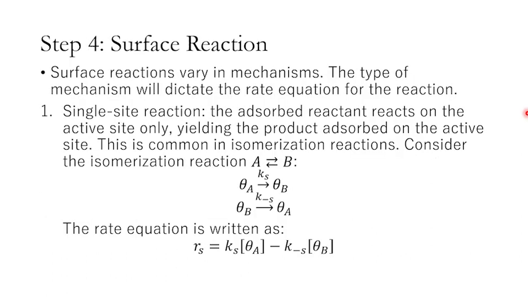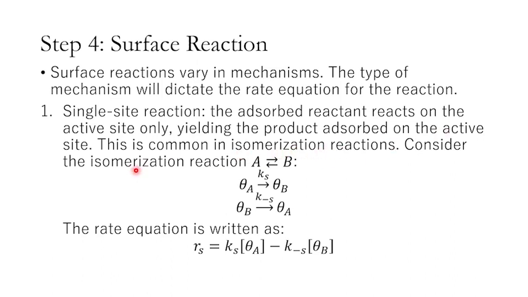Let us now have step 4, or our most important step, and that is the surface reaction step. Surface reactions vary in mechanisms, and the type of mechanism will dictate the rate equation for the reaction. We will be discussing the 3 most common mechanisms for surface reaction in heterogeneous catalysts. First, we have the single site reaction. By the way, these mechanisms will only differ on how they proceed with surface reaction and adsorption. For single site reaction, the adsorbed reactant reacts on the active site only, yielding the product adsorbed on the active sites. This is common in isomerization reactions.